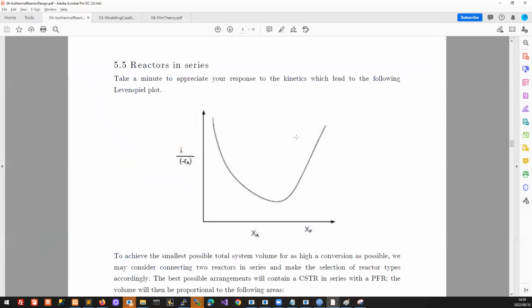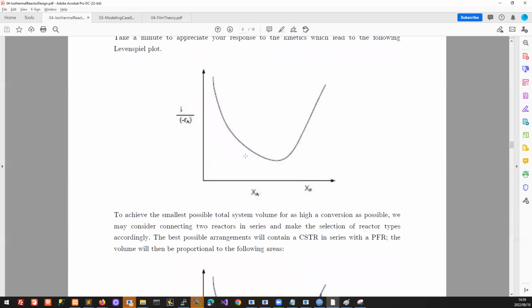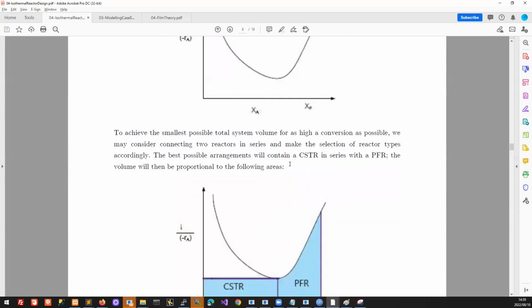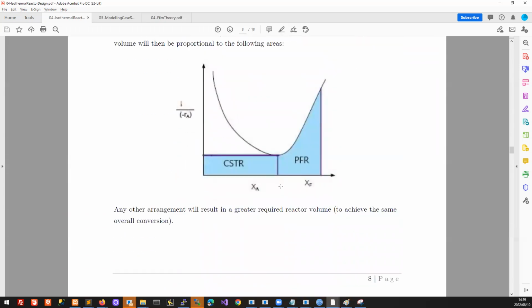Okay, so that's one of the things, right? Reactors in series. We can navigate this curve in that way. That's what we said there.